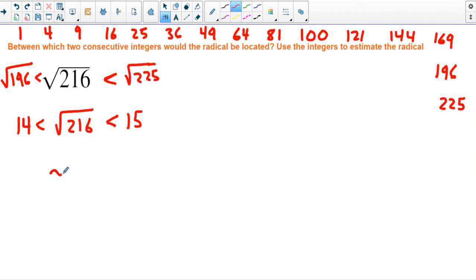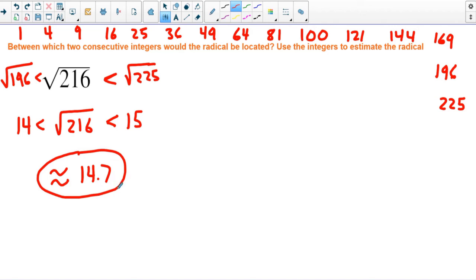So I would guess approximately 14.7, maybe 14.8, 14.6, something around there. As long as you're close. And again, notice I'm using these squiggly equal signs because it means that I'm estimating. It means it's not exactly 14.7. It's approximately around there. All right.